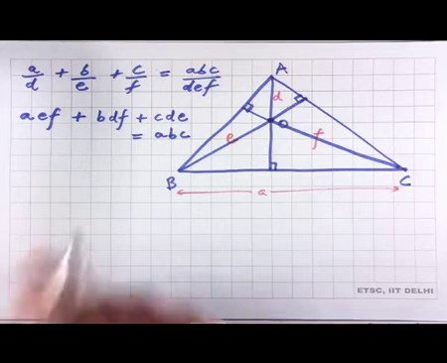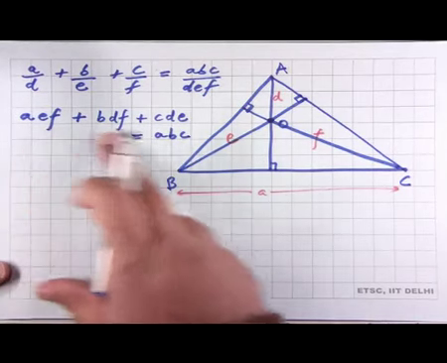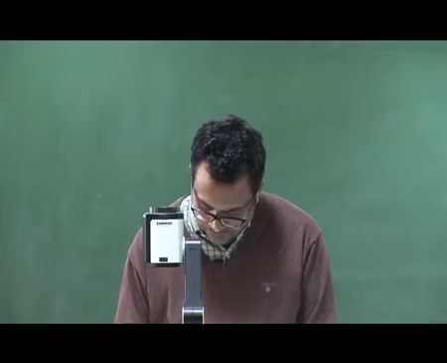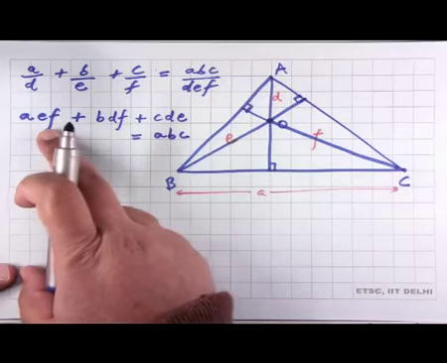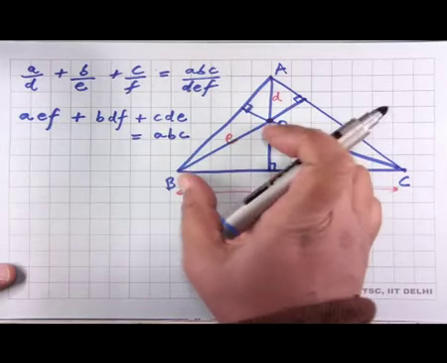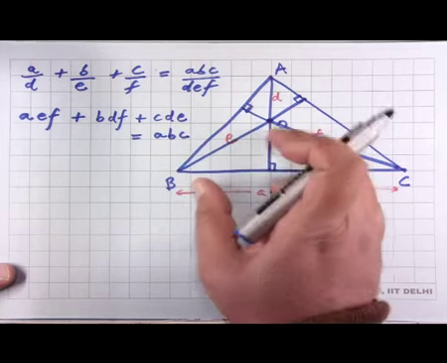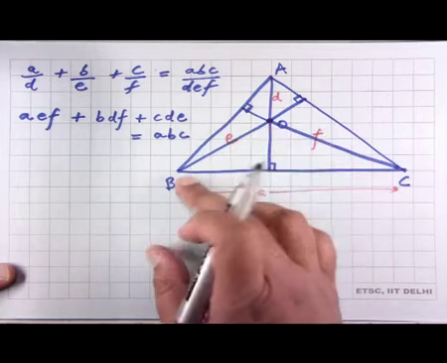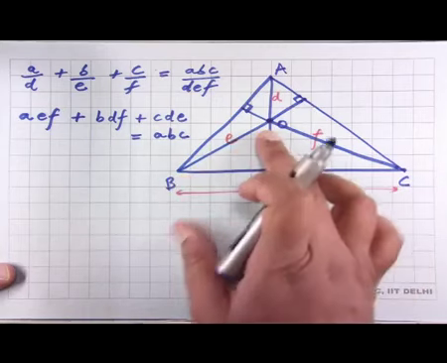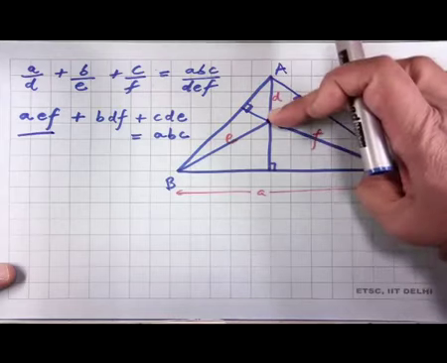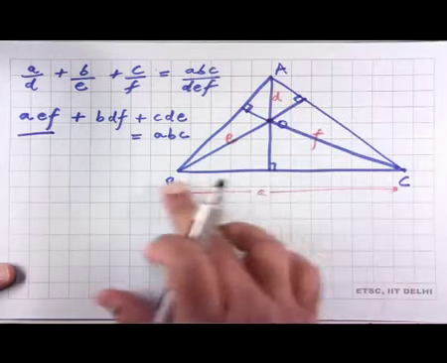So, what we see is that on the left hand side we have a sum of 3 terms, where each term is basically the product of 2 of these distances. So, 2 of the distances between the orthocenter and 2 of the vertices. So, for example, the first term here is the product of EF with A. So, A is this.